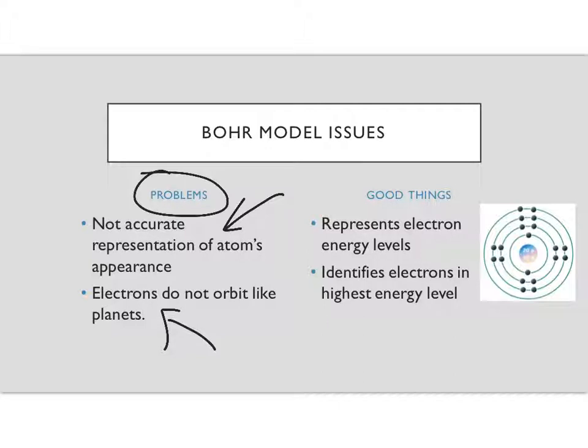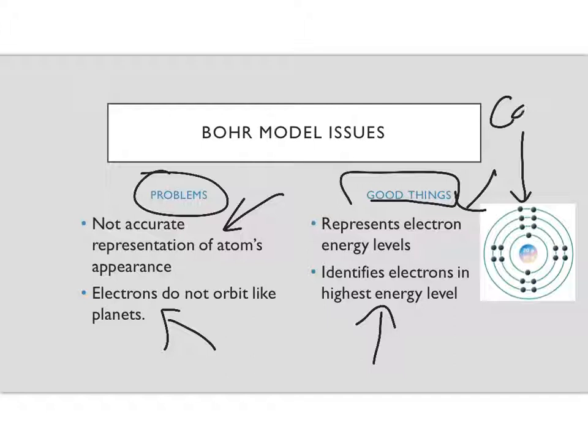Now there are some good things about Bohr models, though. They help us represent electron energy levels, which tells us a lot about how an atom is going to act. It also identifies electrons in the highest energy level. So we can see here with our calcium atom that there are 2 electrons in the highest energy level. Those are important electrons.